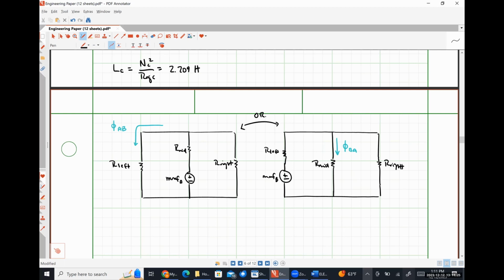So let me see how to put this. So this flux, let me do it in a different color here. Right here, this would be the flux that's generated by coil B that's passing through coil B. And we could use current division to figure out how phi BA relates to phi BB. And then we could use Ohm's law for magnetic circuits to figure out how phi BB relates to the MMF B. So that's definitely doable.